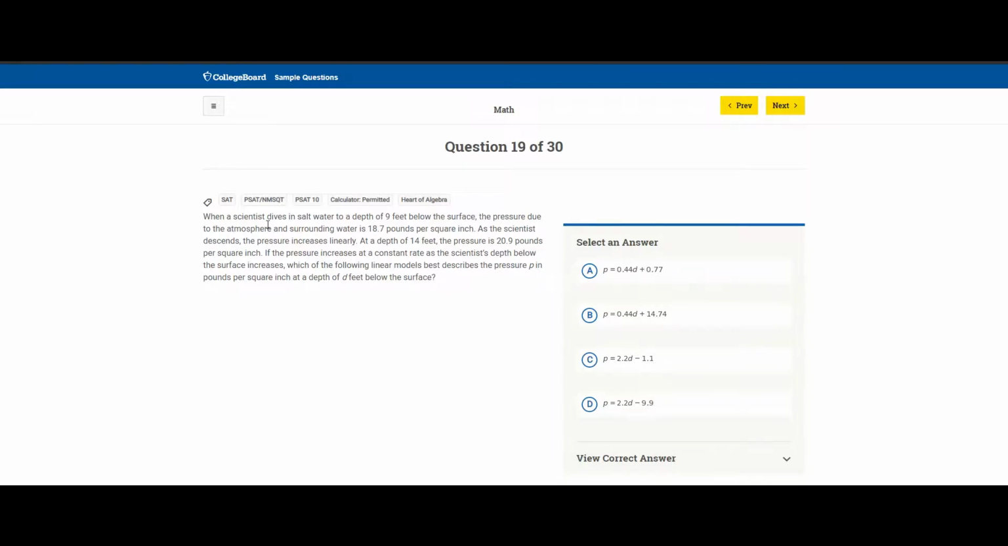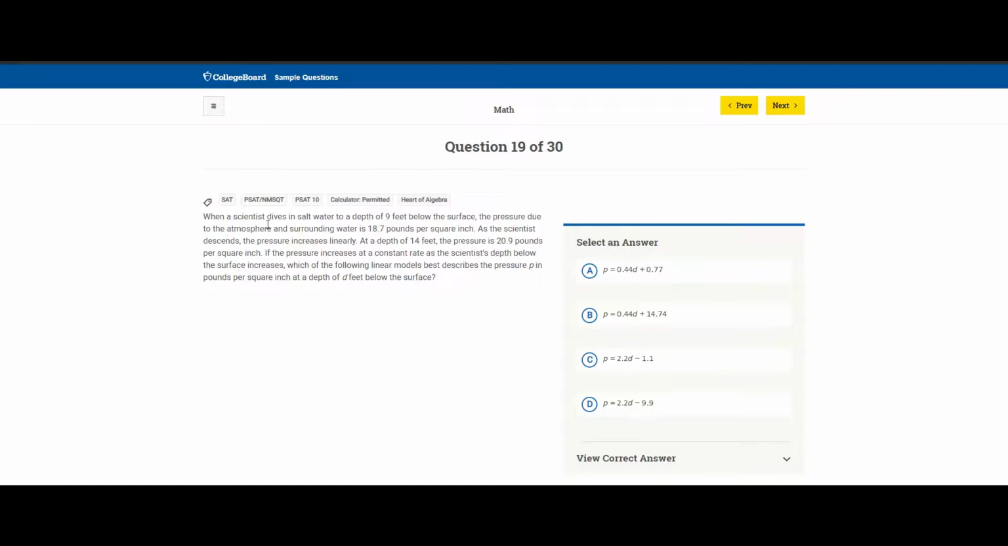Okay, when a scientist dives in salt water to a depth of 9 feet below the surface, the pressure due to the atmosphere is 18 pounds per square inch. As the scientist descends, pressure increases linearly. At a depth of 14 feet, pressure is 20.9 pounds per square inch. The pressure increases at a constant rate. Which of the following linear models best describes the pressure?